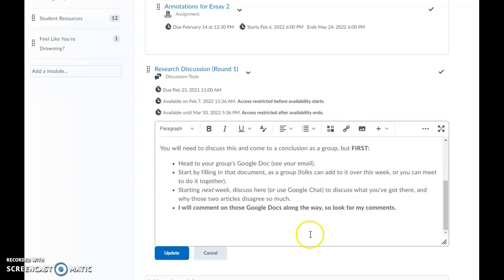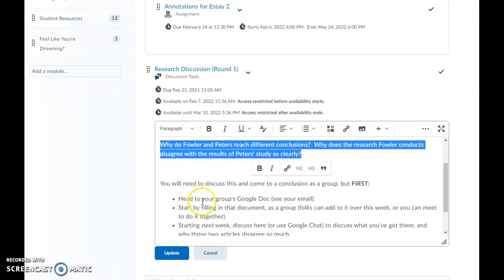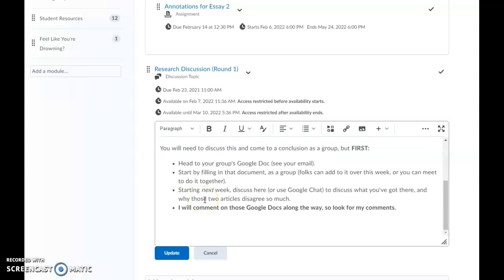So what I want you to do first this week, head to your group's Google Doc. Again, that's going to come in your email. Start by filling in that document as a group. Okay. So you guys could just come up with all the different reasons, the differences between the two studies, that might help explain the reason they came to different conclusions. Starting next week, we're going to start working on the impacts of those. Okay, so I'll give you some more detail on this next week.